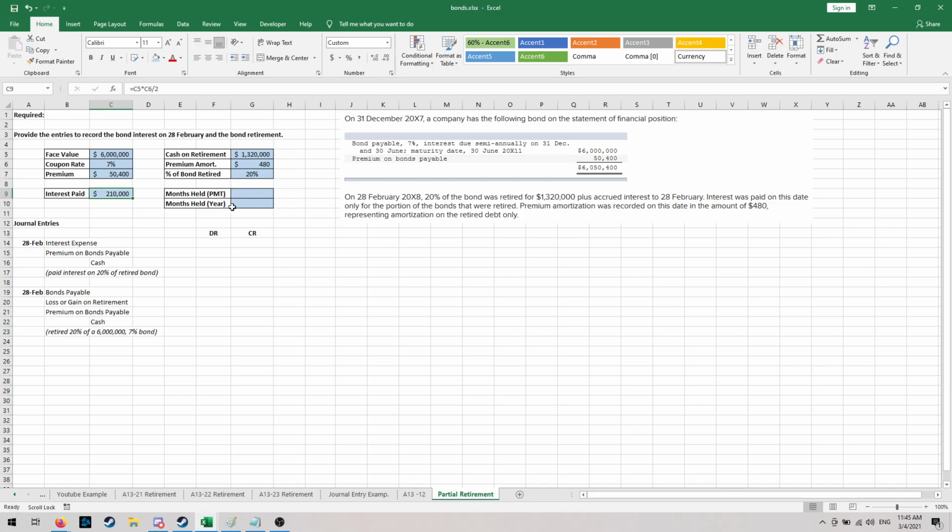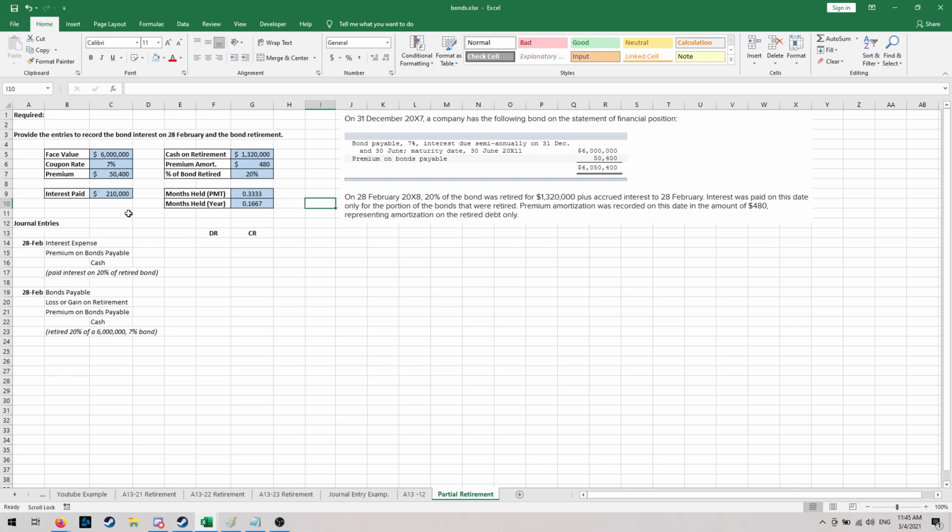or you could look at it in the scope of the whole year. In the whole year, 2 months have passed. So when we consider payment dates, we can press equals 2 out of 6 months have passed, or exactly a third of the payment accrual. Or in terms of the whole year, 2 of the 12 months have passed, or 2 divided by 12. And about 16% of the year has passed.